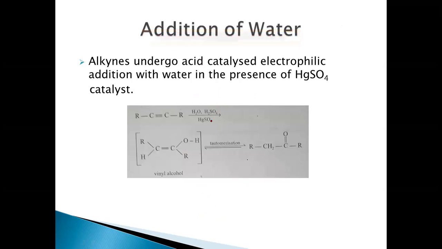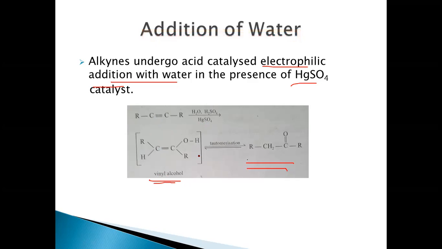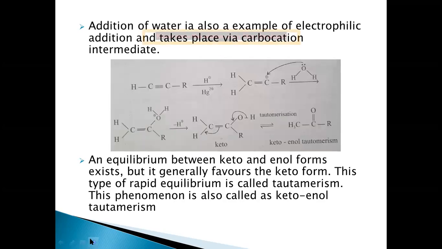Now let's look at the addition of water. It is acid catalyzed. Again, electrophilic addition takes place following Markovnikov's rule in the presence of a catalyst. A mixture of mercuric sulfate in aqueous sulfuric acid is used as the reagent for the addition of water, resulting in the formation of vinyl alcohol. This vinyl alcohol is in tautomerism with the keto form. Let's see how this is formed. Again, this is an electrophilic addition reaction.